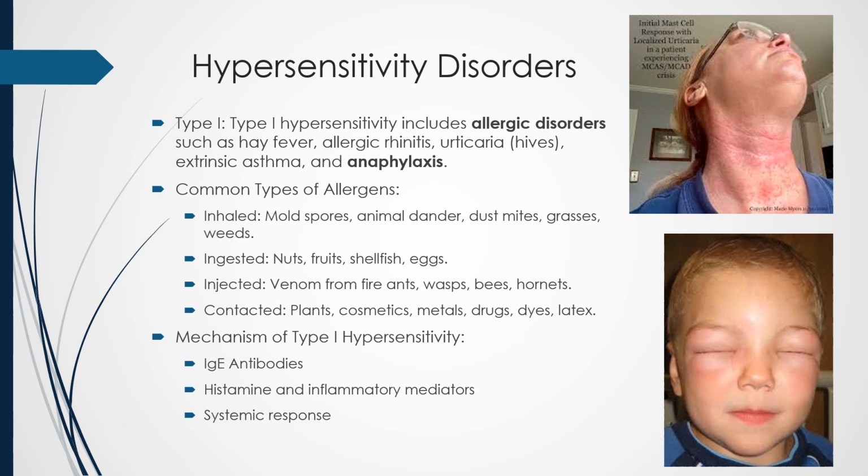Common types of allergens include inhaled allergens such as mold spores, animal dander, dust mites, grasses, and weeds. Ingested allergens include nuts, fruits, shellfish, and eggs. Injected can be venom from fire ants, wasps, bees, or hornets. And contacted allergens can be plants, cosmetics, metals, drugs, and dyes.